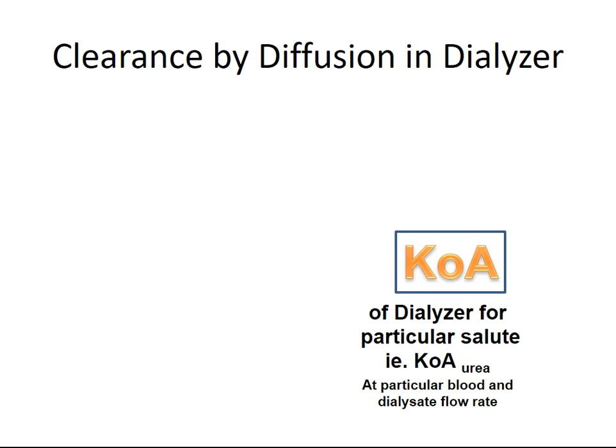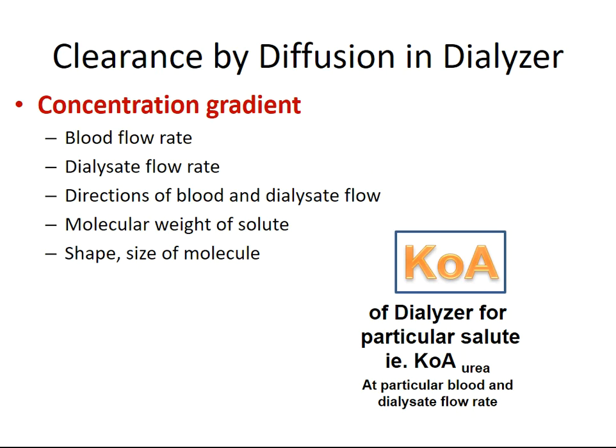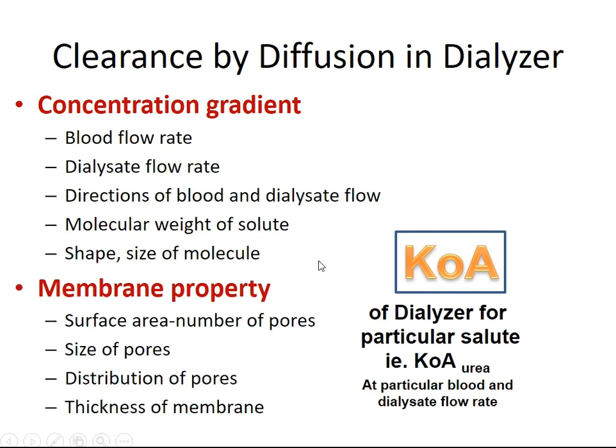Clearance by diffusion in the dialyzer depends on concentration gradient, the blood flow rate, the dialysate flow rate, direction of blood and dialysate flow, molecular weight of solute, shape and size of molecule, and membrane properties: surface area, number of pores, size of pores, distribution of pores, and the thickness of the membrane. A thinner membrane has higher diffusive permeability.